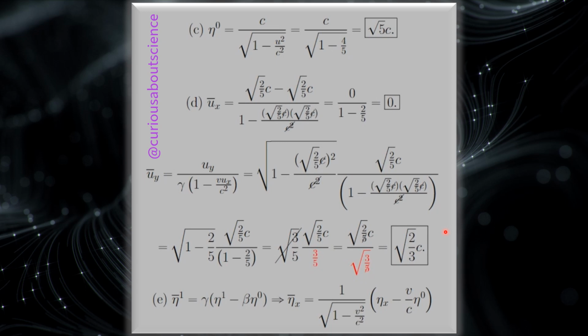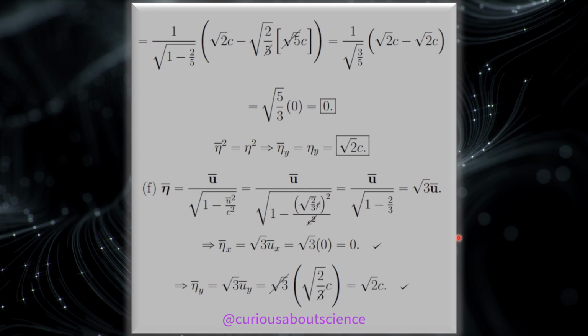For E then, we have to use the transformation rules after just finding a to 1 and a to naught in the previous part. So for a to 1, or a to x, we have 1 over the square root of 1 minus v squared over c squared, that old thing from the gamma term. And then we have a to x minus v over c times a to naught, due to the substitution of beta. And okay, there we go.